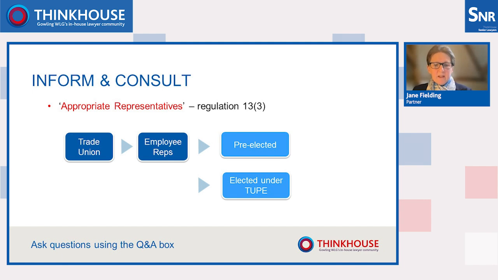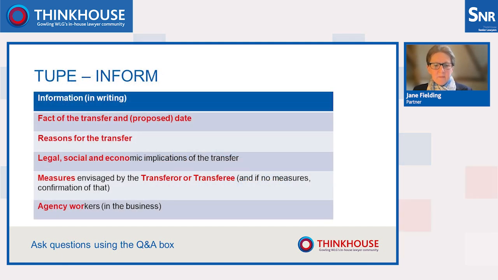So what do you actually have to tell them when you inform them? If we move on to the next slide, we've set that out. Basically, it's telling the staff what's going to happen to them, why, and giving them information about the measures that the transferor or the transferee envisage. And if there are no measures, confirmation of that. So you have to give this in writing, but otherwise it's fairly unprescriptive about how you do it under TUPE. But it's the what's going to happen, why, and who is it going to happen to.